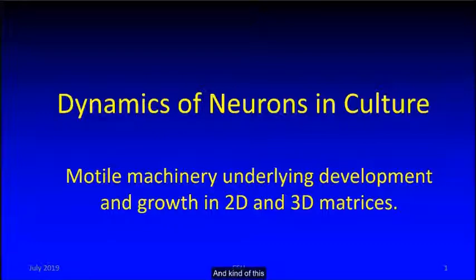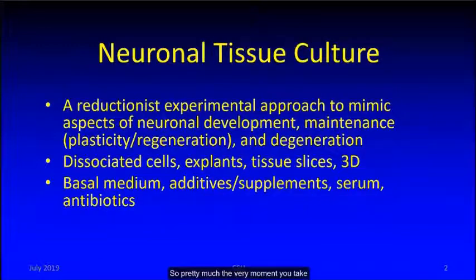and kind of this new way to culture. I don't talk too much about it, but I'll just let you know that we go from 2 dimensions, so to speak, to 3 dimensions, and what that really means for the neuroscience. So, pretty much the very moment you take tissue out of the animal into culture, you do a sort of a reductionist experimental approach. You try to mimic different aspects of neurodevelopment, maintenance of neural connectivity in the adult animal, synaptic plasticity, regeneration events, and also degeneration events.